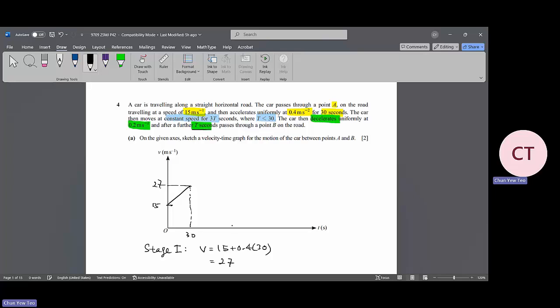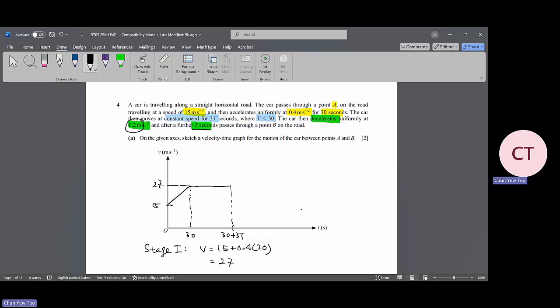Use a proper scale. So over here I just draw with freehand, so I didn't measure it with the proper scale. So I just roughly estimate. Then after that you travel for another 3t seconds. So you have 30 plus 3t. Okay, that is stage 2. So stage 2, no need any calculations. Then stage 3.